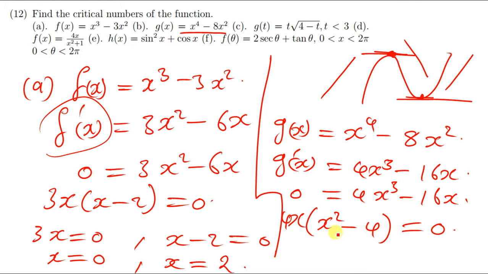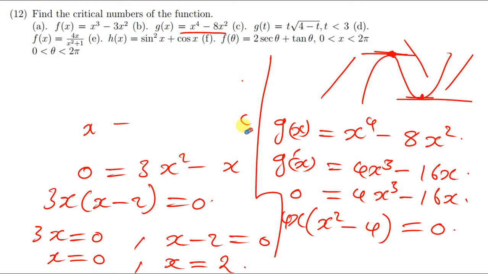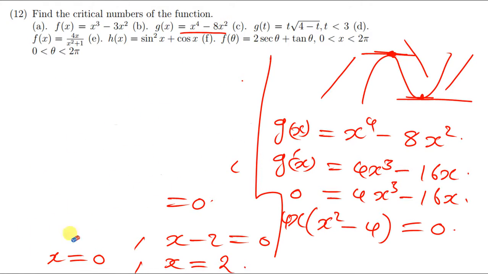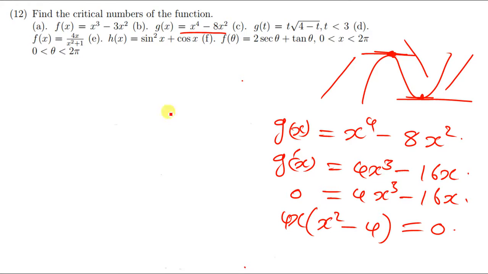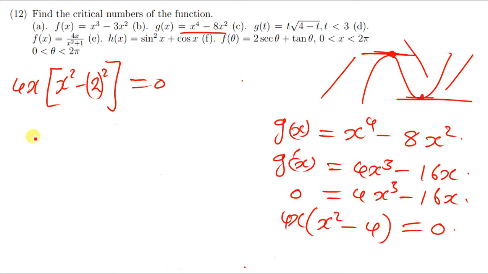This can now be written as 4x open brackets x squared minus 2 squared. Let me write it properly. When you check this part, it's a difference of 2 squares, which can be further simplified to x minus 2 and x plus 2. Then you say this is equal to 0.